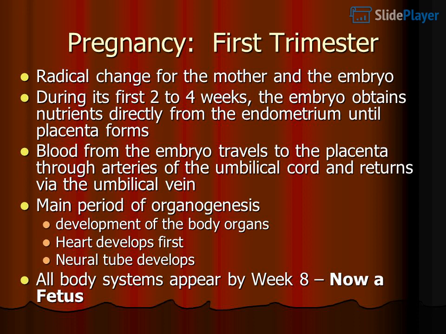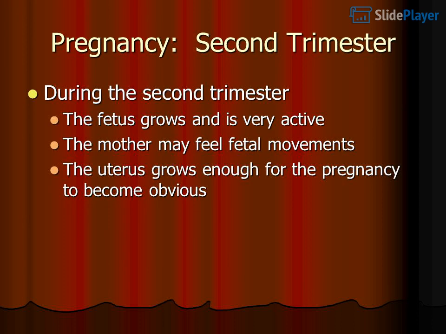A period of organogenesis: development of the body organs. Heart develops first. Neural tube develops. All body systems appear by week 8. Now a fetus. Pregnancy, 2nd trimester.